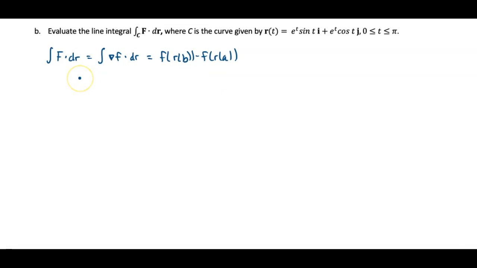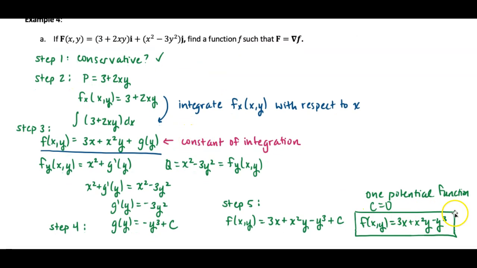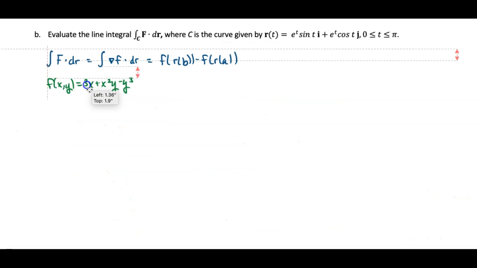And so remembering that from part A, we found what this function is. f of x y is equal to 3x plus x squared y minus y cubed. And so now we can just start to find r of b and r of a. And in this case, our a is that first point and our b is that terminal point.